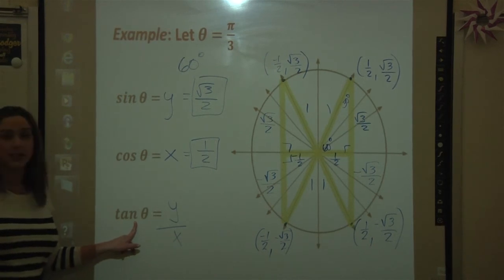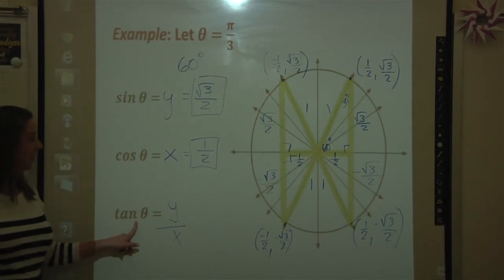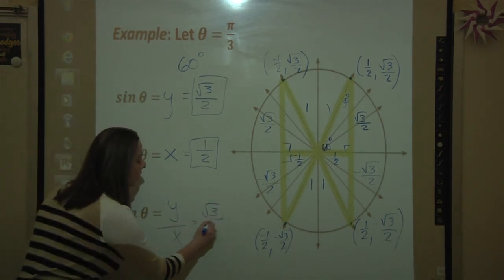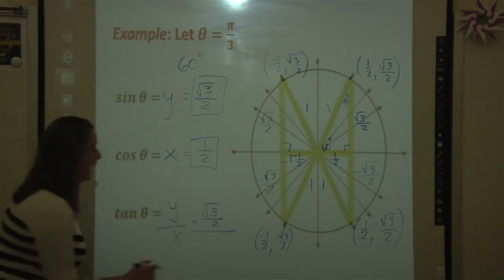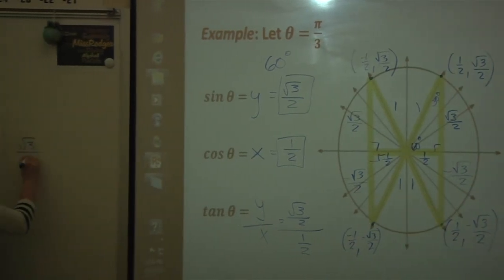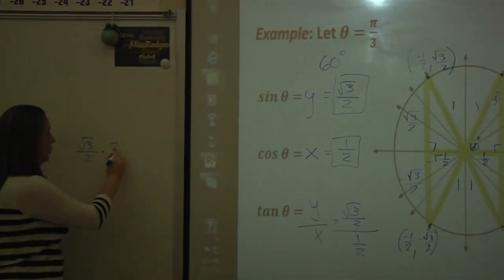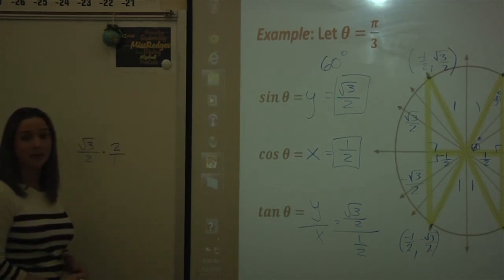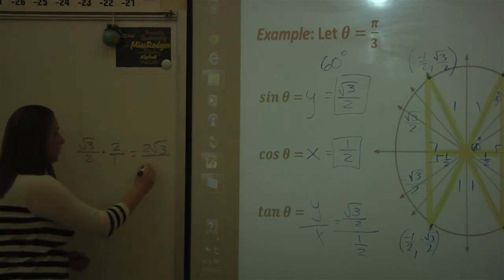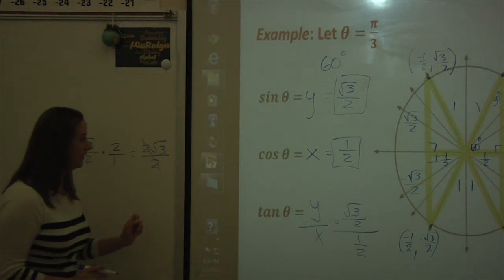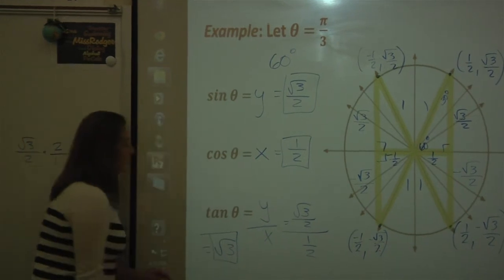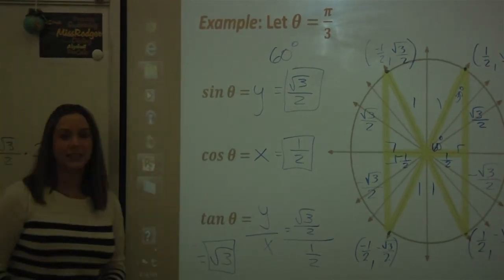Our tangent is going to be our sine over our cosine. So again, we're going to have to do a little bit of math with this. But ultimately, this is going to be radical 3 over 2 divided by 1/2. So, radical 3 over 2 times 2 over 1, because I'm going to multiply by the reciprocal of the denominator, and that's going to give me 2 radical 3 all over 2, in which those cancel, and leaves us with radical 3. So our tangent of pi over 3 is going to be radical 3.